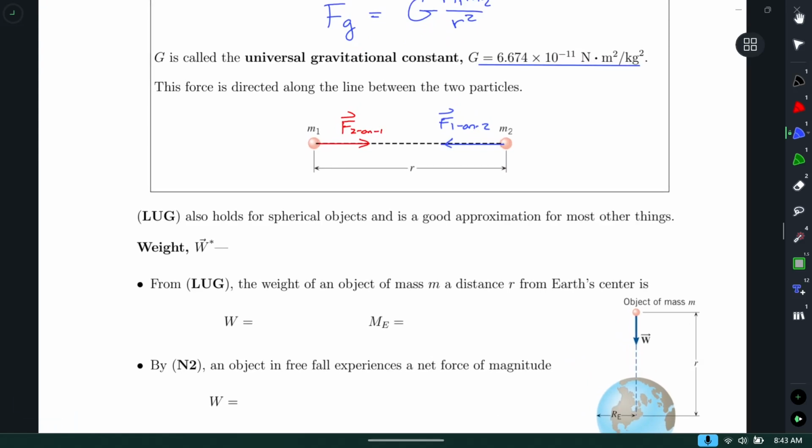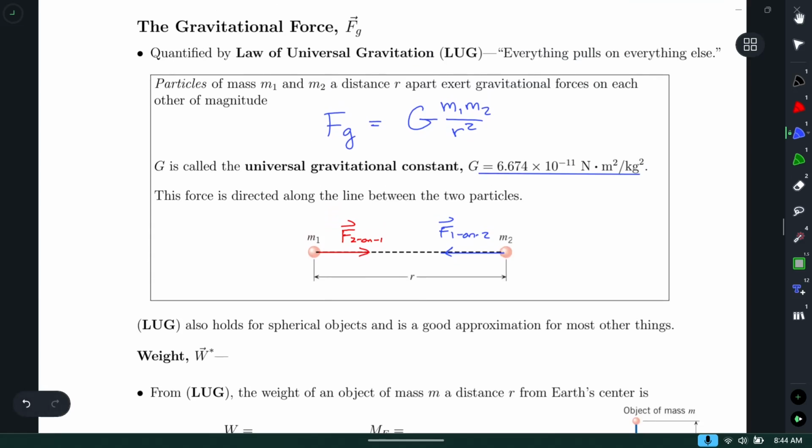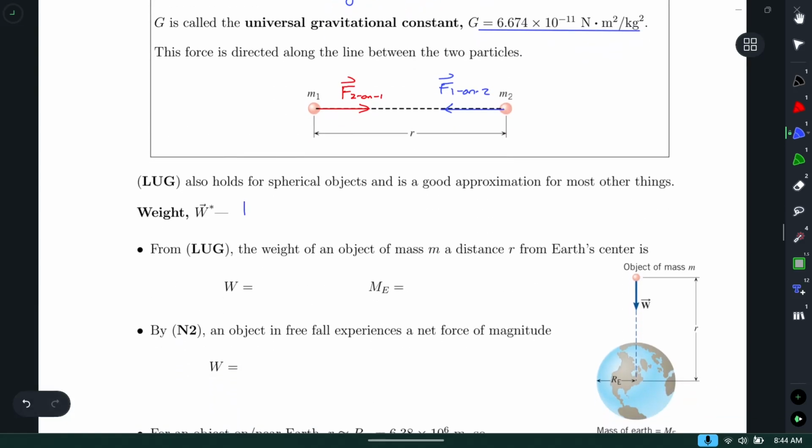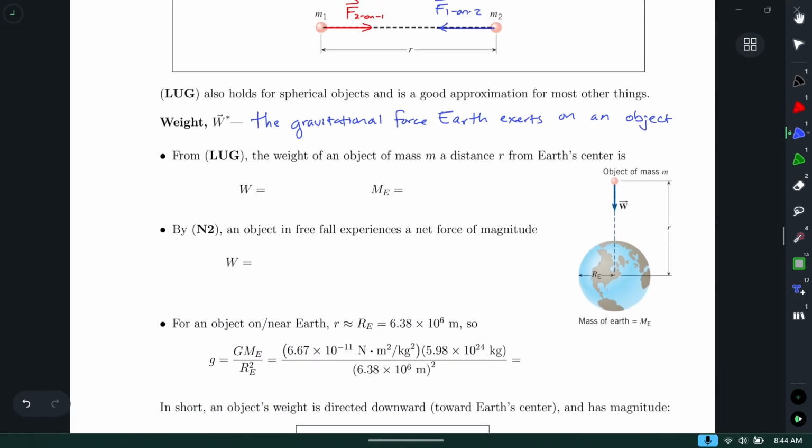All right, so what does weight have to do with this equation? It is the special case where one of those two masses is Earth. So weight is the gravitational force Earth exerts on an object. It is a vector quantity. The direction of that vector is always towards the center of the Earth. That is the center of mass of this system, effectively. That's where the gravitational force is pulling you towards.